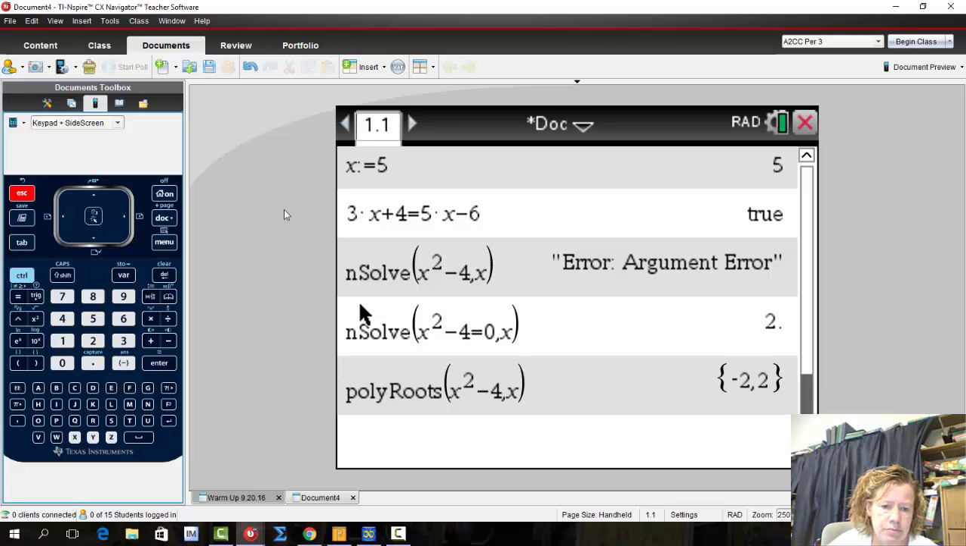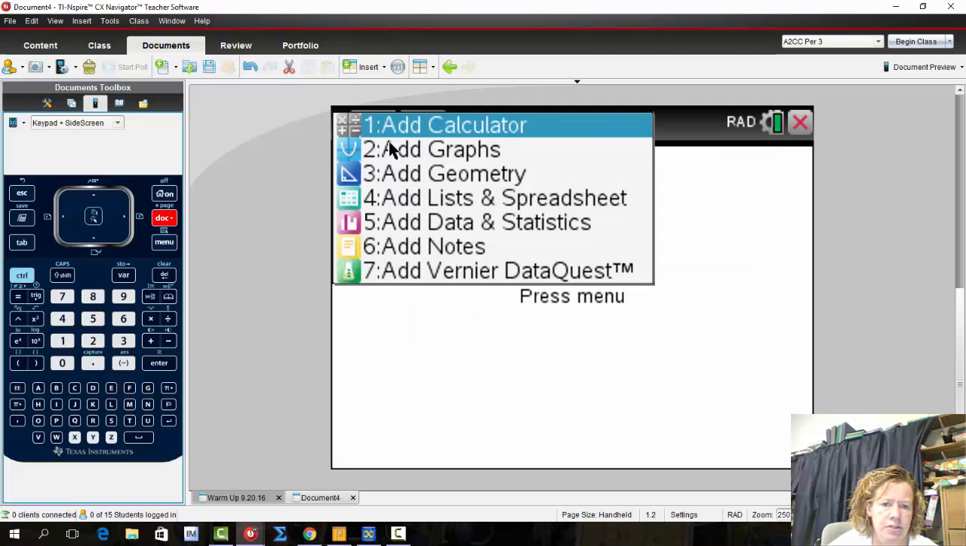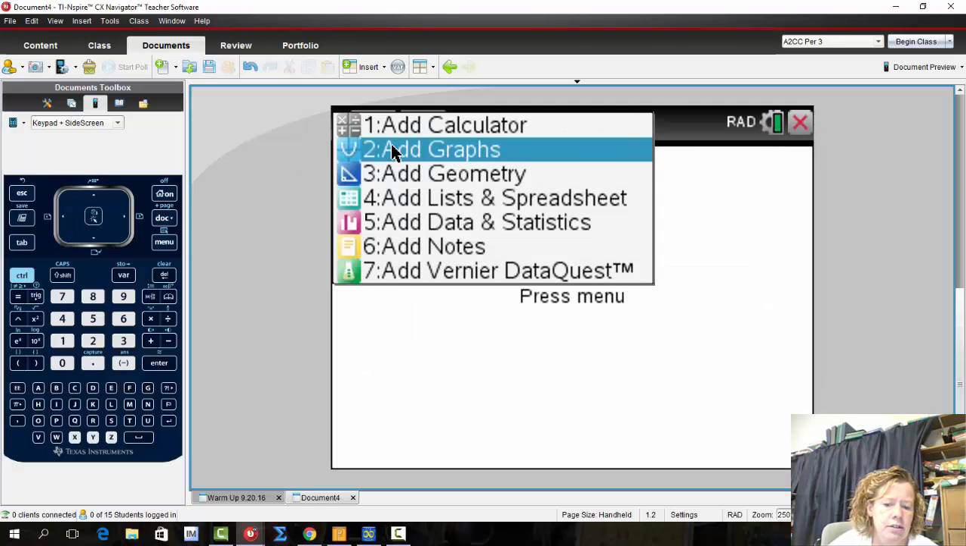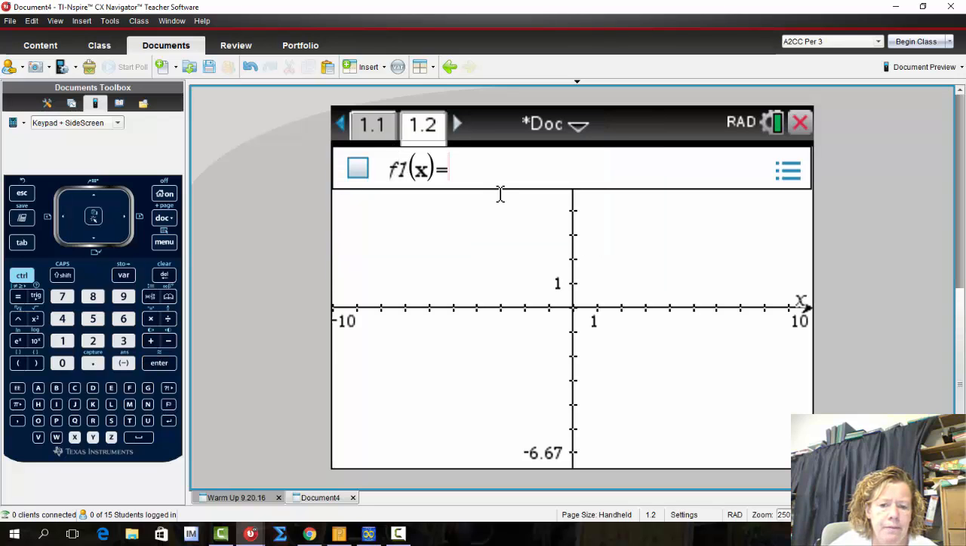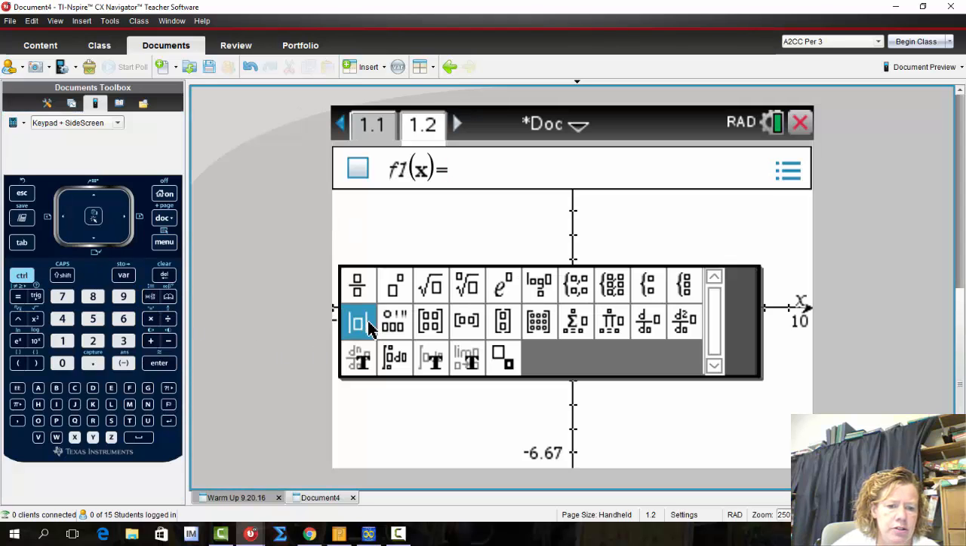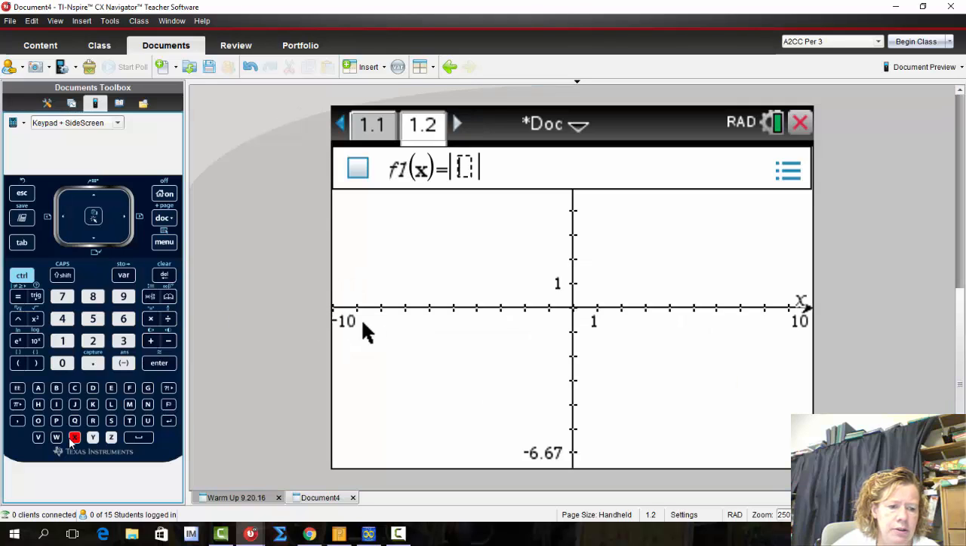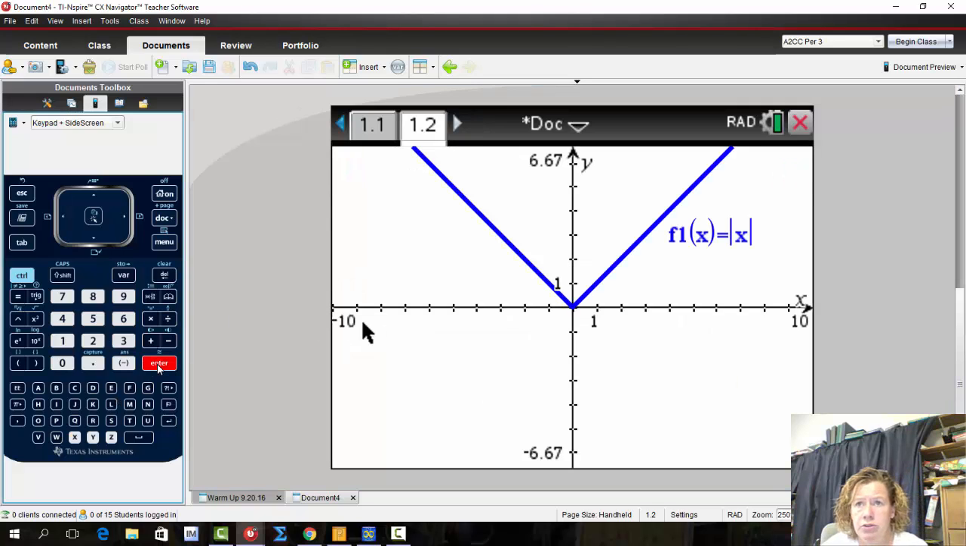So let's add a graphs page. Control Doc, add a graphs page. And again, you've seen a lot of these things before when we reviewed our quadratics, but just a quick review of some things. Maybe I want to graph the absolute value of x. That's an old friend from algebra class. Choose that absolute value template. And there's a reminder of our v, and we'll do much more with this in the next unit.